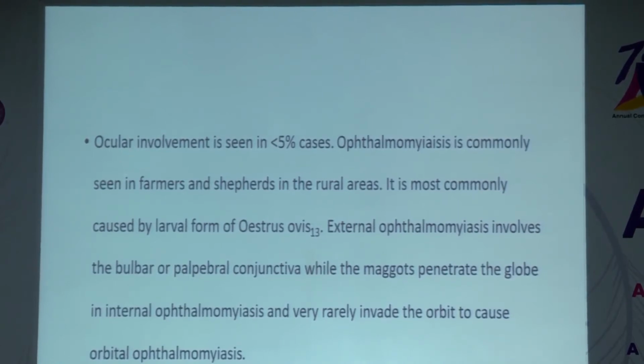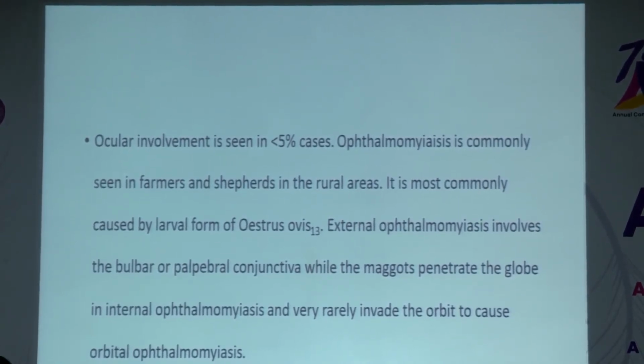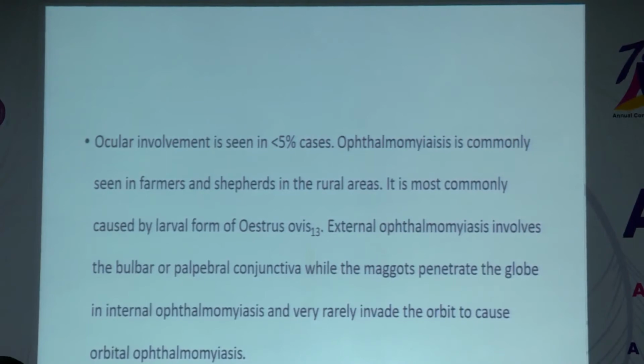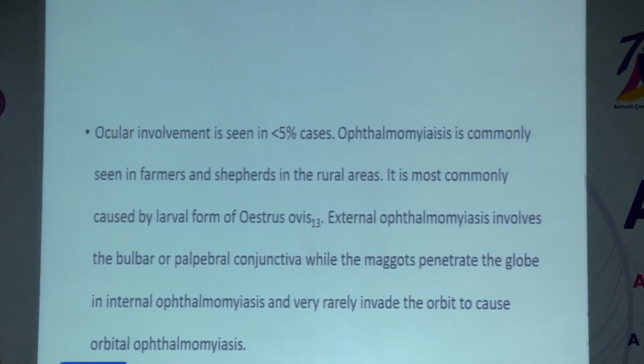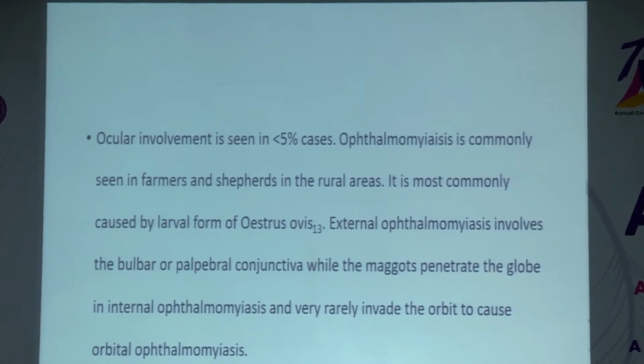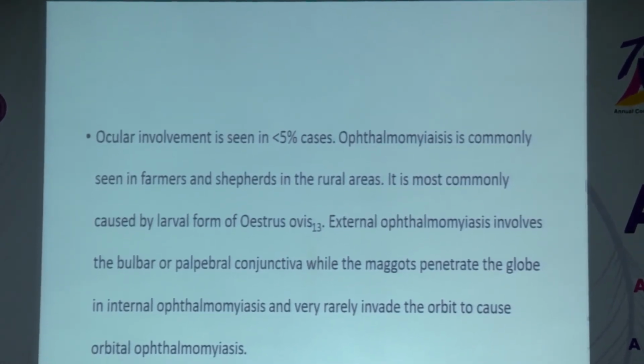Ophthalmomyiasis is commonly seen in farmers, shepherds, and in rural areas. It is most commonly caused by the larval form of Oestrus ovis. External ophthalmomyiasis involves the bulbar or palpebral conjunctiva, while the maggots penetrate the globe in internal ophthalmomyiasis, and rarely the orbit.